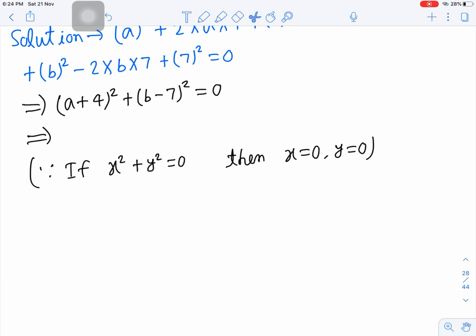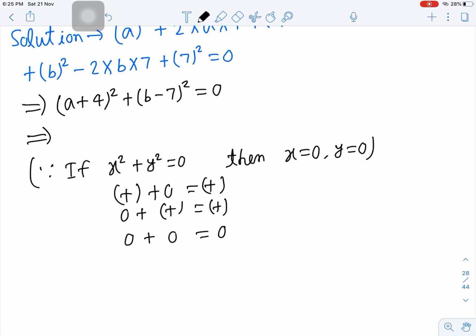The reason is that the whole square of anything is either 0 or positive. Even if one of the numbers is positive and the other is 0, then positive plus 0 will be positive, right? So if one number is positive and the other is 0, their sum will be positive. It can't be 0. So the only possibility is that both are 0, because positive plus positive will also be positive. We want 0 here. So the only possible way is 0 plus 0.